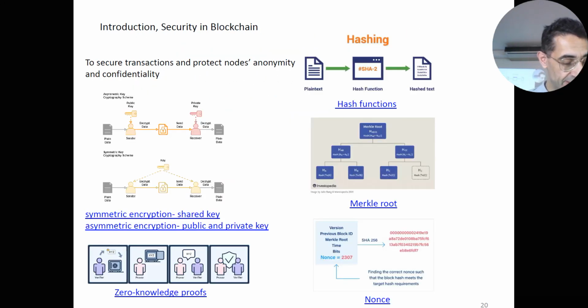This slide gives an overview of different cryptographic techniques that are employed to secure transactions and protect nodes, anonymity, and confidentiality. So we have techniques based on symmetric encryption. These are based on a shared key type of activity. We have asymmetric encryption, which are based on public and private key encryption. We have zero knowledge proofs, hash functions, Merkle root algorithms, and a nonce type of technique, right?